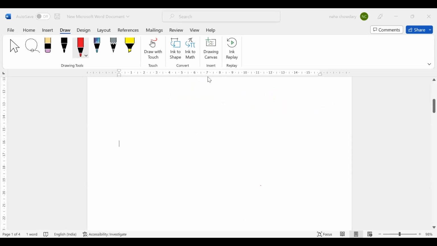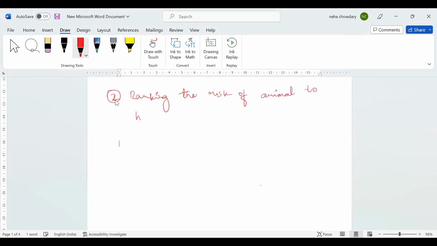So the use case we'll be taking now is about the data we have read. Ranking the risk of animal to human spillover for newly discovered viruses.